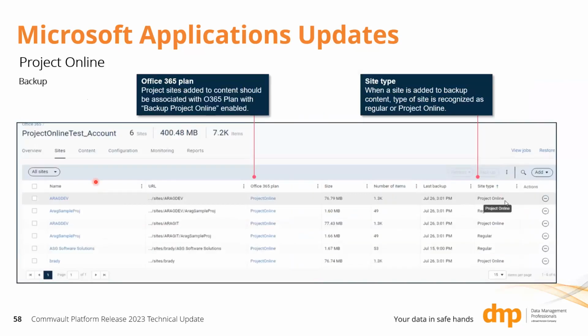Then when you configure the sites for backup in the Office 365 plan, you can actually see the site type, which is either a regular SharePoint site, or if it's a Project Online site, you can see it here as well.